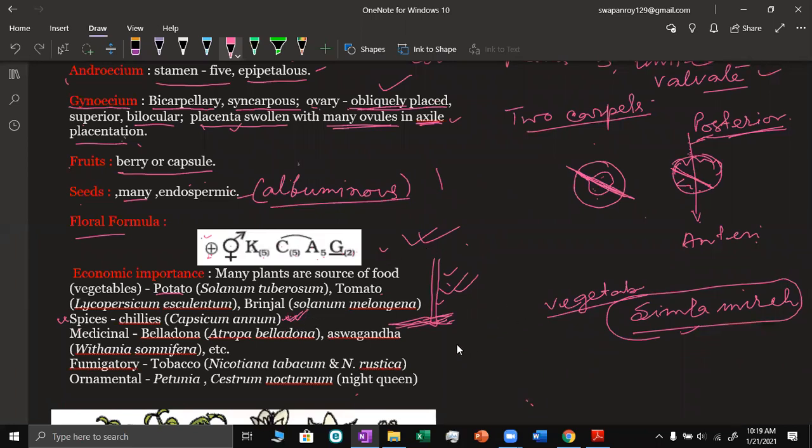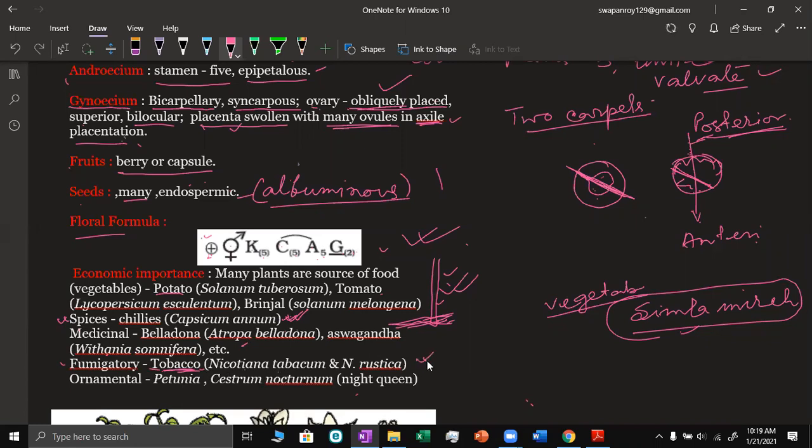Then there are medicinal plants also. This is belladonna, Atropa belladonna. This is very important. This belladonna and ashwagandha, that is Withania somnifera, these two are very important medicinal plants, and in homeopathy they are used a lot. Besides this, some other medicinal plants are also there. This is fumigatory, that is tobacco. Tobacco, dhuma.